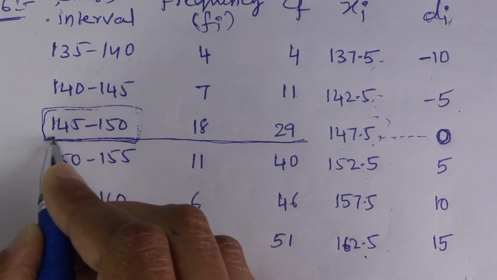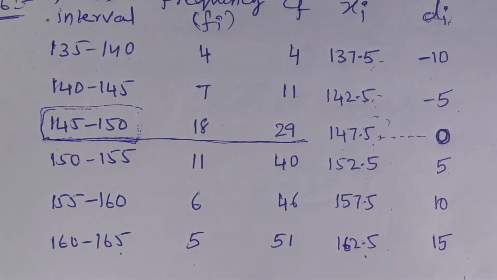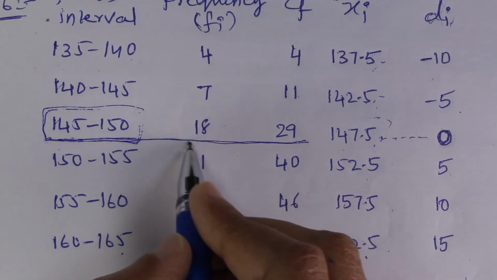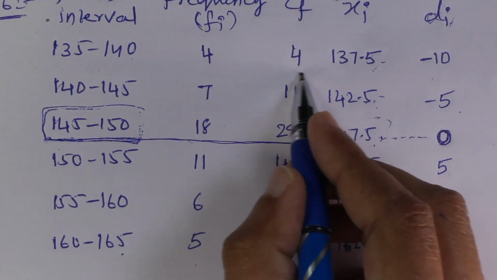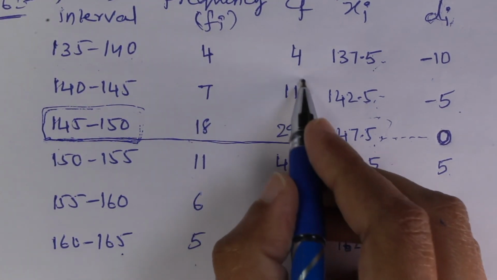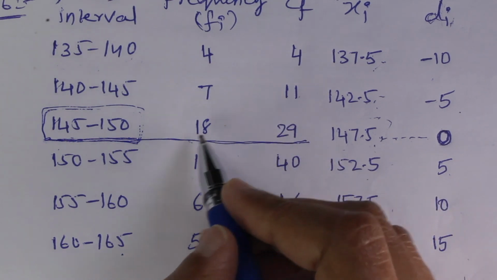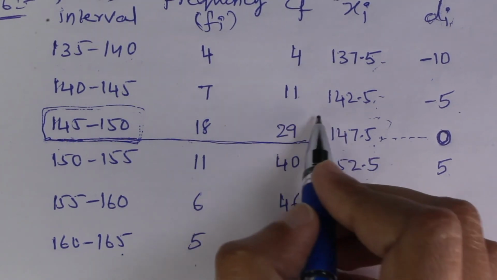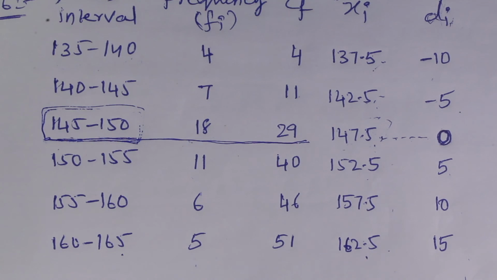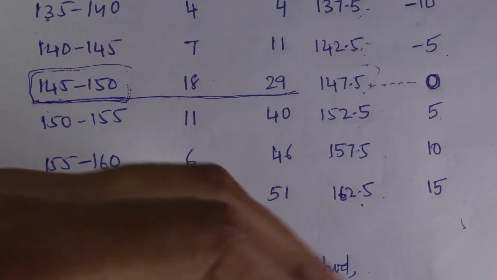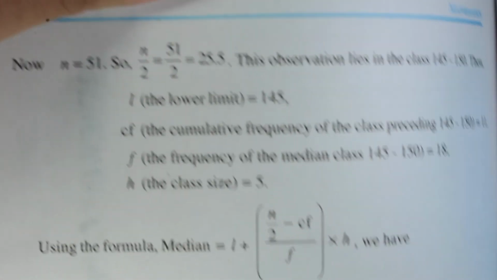So the lower limit L becomes 145, and the frequency of this median class is 18. The cumulative frequency of the class preceding the median class is 11. So we will substitute the values in this formula.